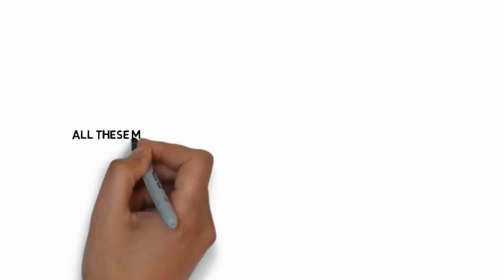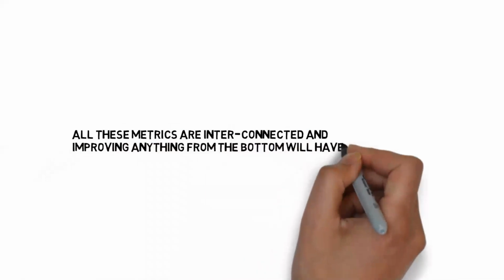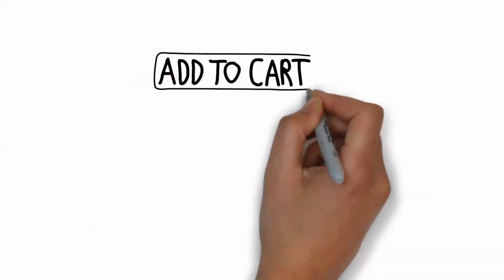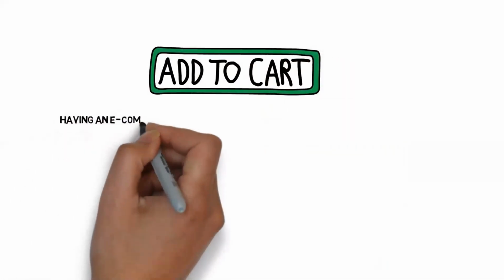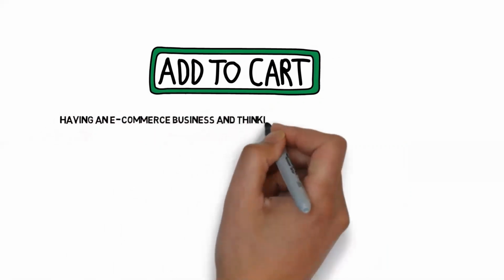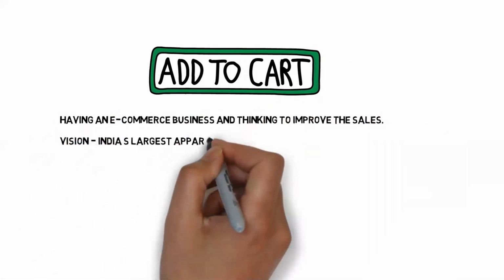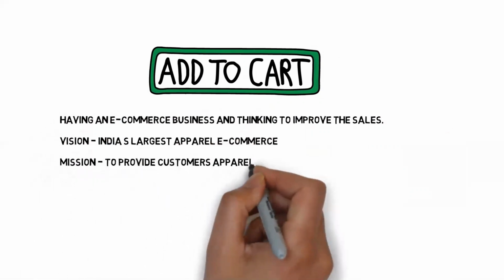So remember people, all these metrics are interconnected, and improving any metric from the bottom will have a good benefit in the business. So let us see an example. Imagine again you wanted to start a business on e-commerce and you wanted to become one of the largest apparel e-commerce businesses in India. So that would be your vision. So now my vision is to become India's largest apparel e-commerce company, but my mission would be to provide the customers the right product, the right quality at right time and right price.